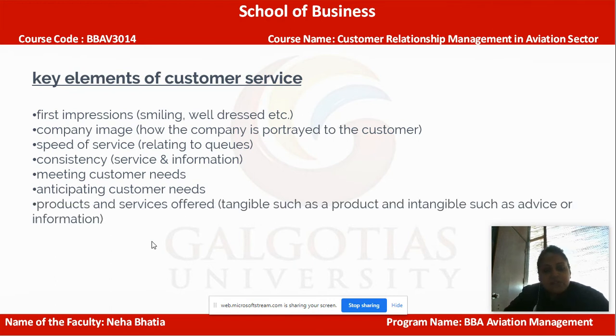Next, products and services offer tangible such as product and intangible such as advice or information. Now, whatever products and services we are offering to the customers should be complete and should not be incomplete. I mean, it should be completely explained to the passenger. So, like example, if the passenger is booking a ticket from Delhi to Goa, so all the travel details, all the check-in details, all the information has to be there in the itinerary itself, so making things very very clear. So that's what we're talking, products and services offered has to be very very clear.